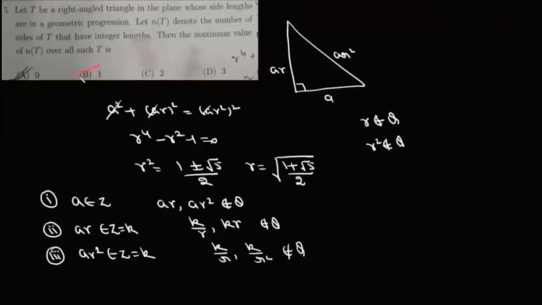Now in question number 5, it says there is a triangle T in which the sides are in GP and it's a right angle triangle, and it is asking for the maximum number of integral sides in such triangles.